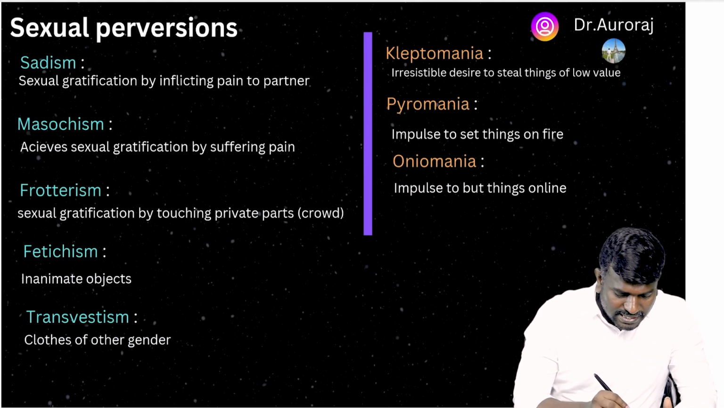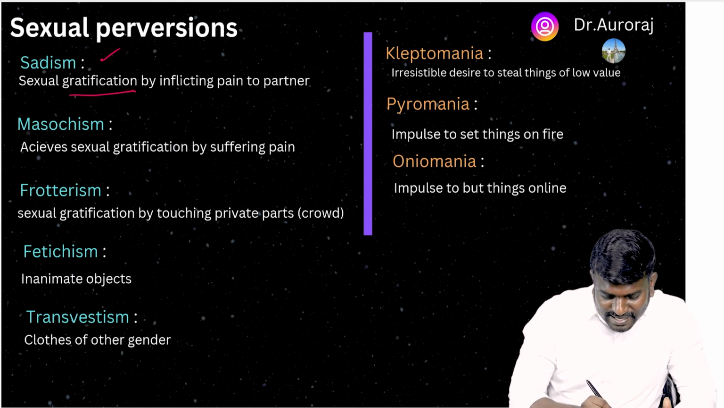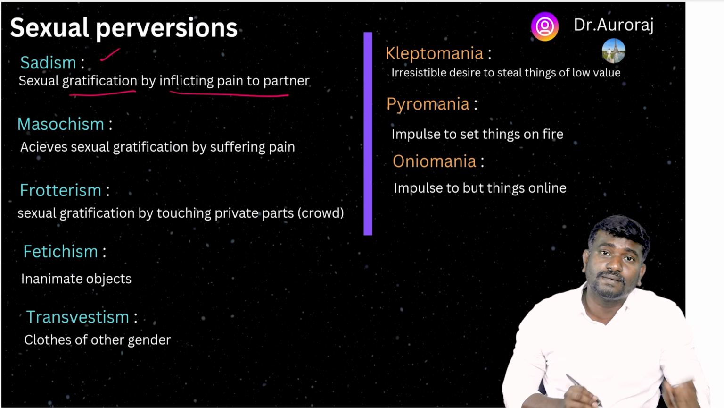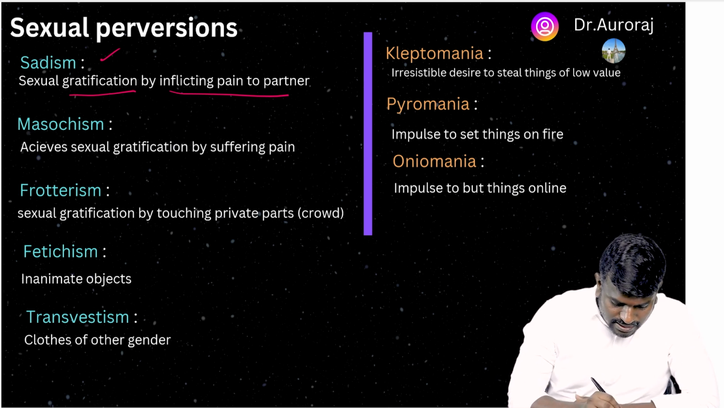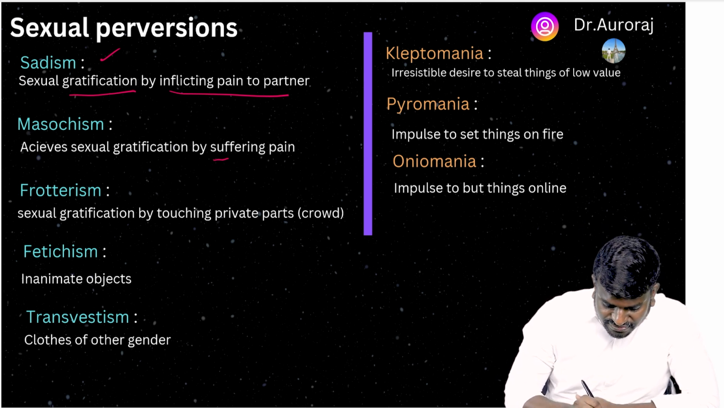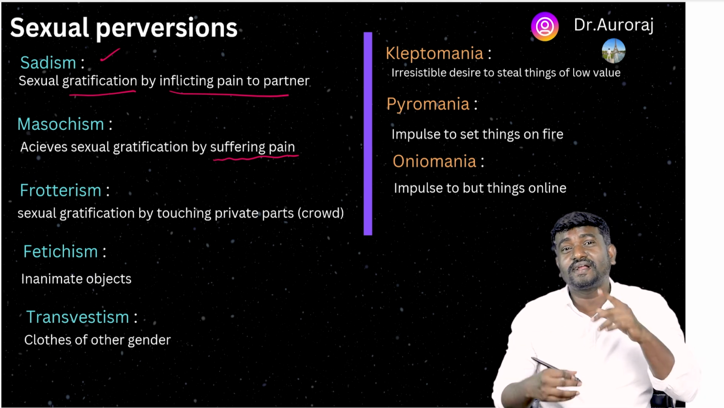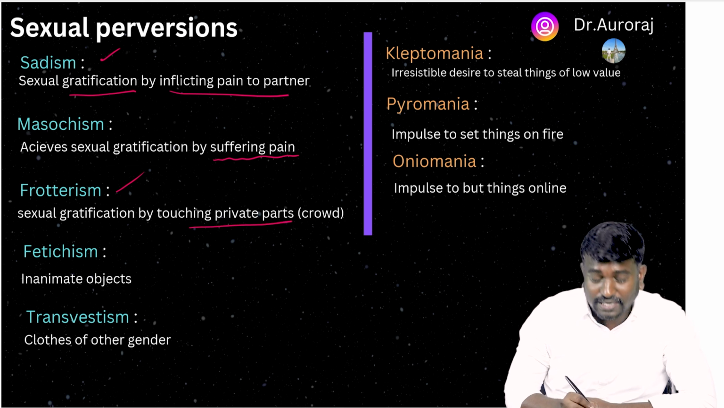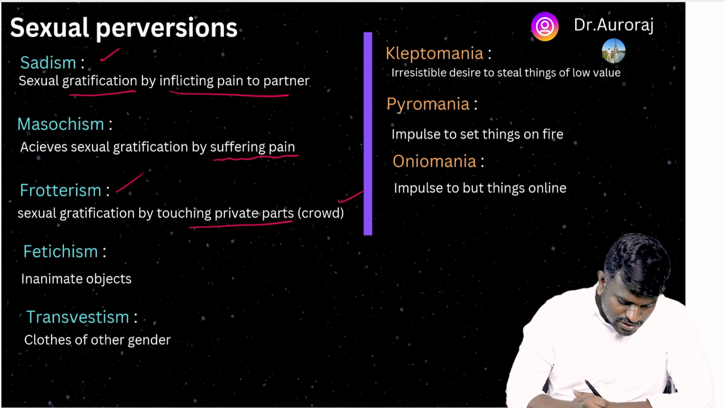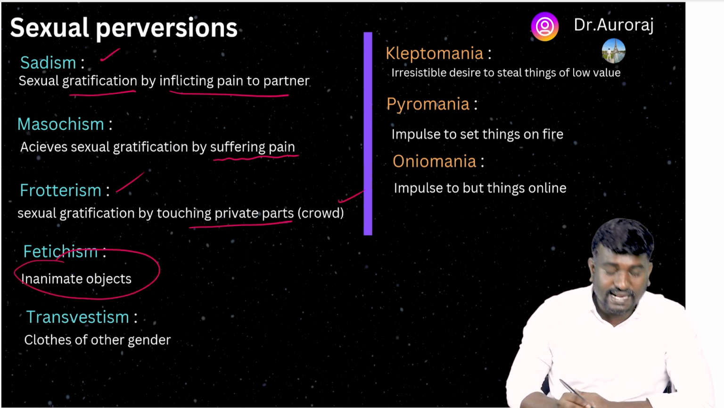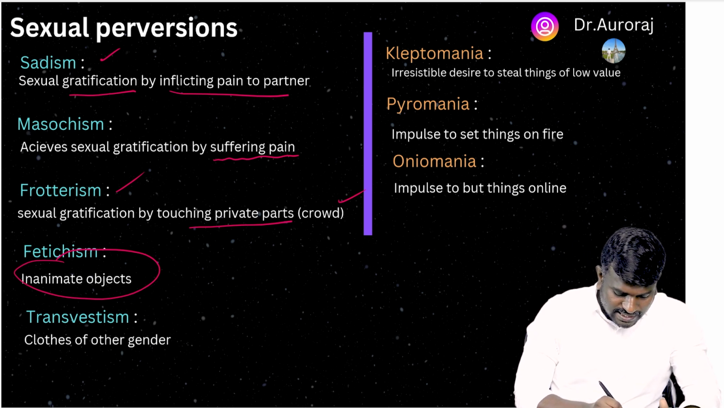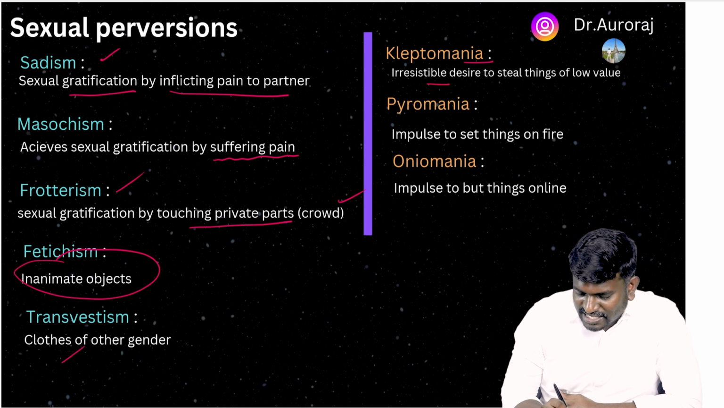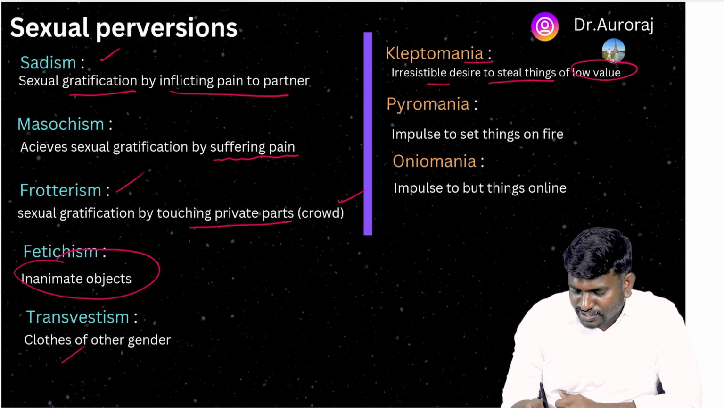Sexual perversions. Now remember, sadism. It is going to be sexual gratification by inflicting pain to the partner. By inflicting pain to the partner is called as what? Sadism. Masochism is going to be what? Achieves sexual gratification by suffering the pain. When one suffers the pain and enjoys it is called as what? Masochism. Frotteurism is going to be sexual gratification by touching the private parts, namely in the crowds. Fetishism is going to be with inanimate objects, and transvestism is going to be when the other person enjoys wearing the opposite sex clothes or dress. Good. Kleptomania is going to be irresistible desire to steal things of low value. Good.